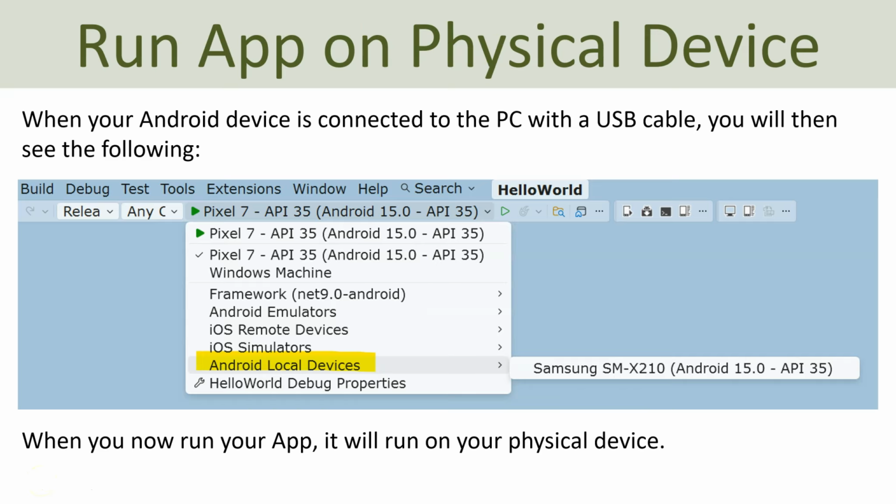So now when you connect your Android device to the computer using a USB cable, this option should pop up, Android local devices, and then you should have a name here. That is the name of your physical Android device. In my case, I have a Samsung Android device, and then basically I'll just select this one, and then by clicking here I will be able to run the application itself on my physical Android device.